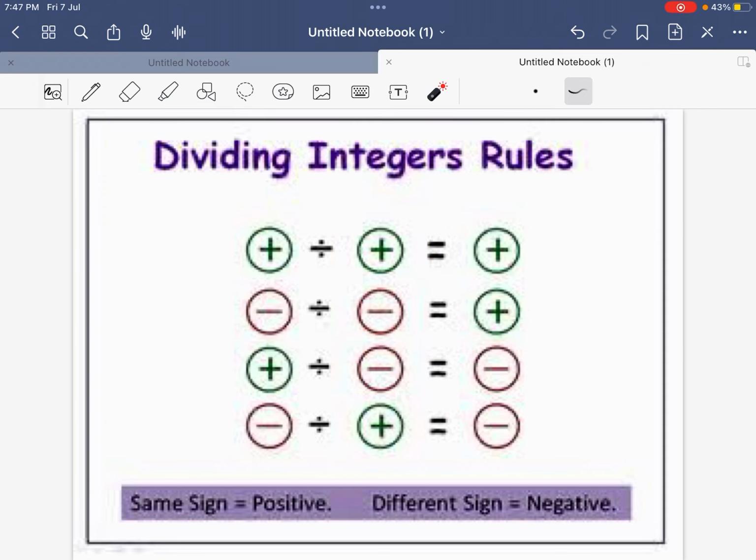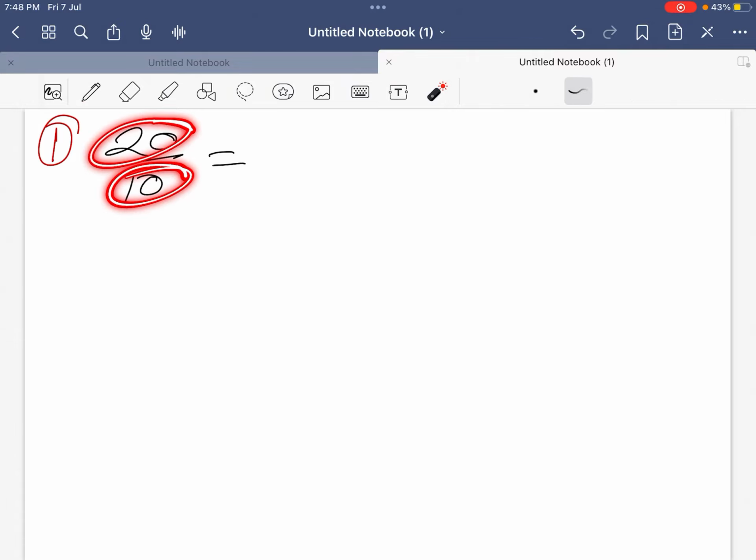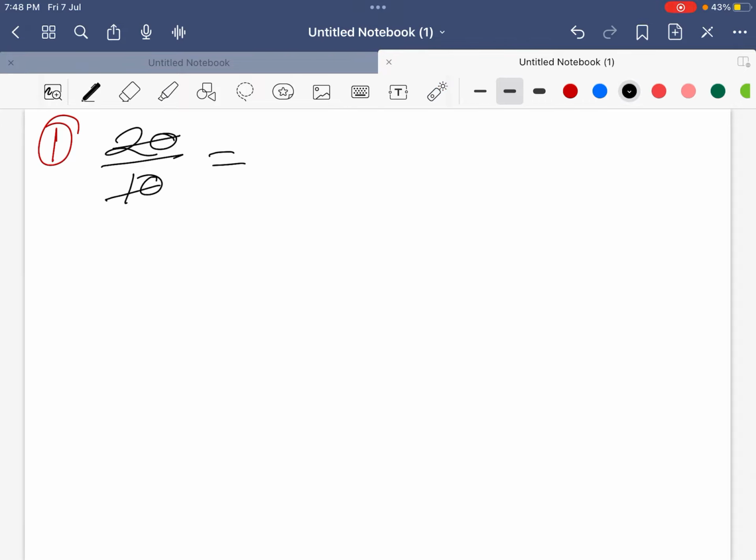Likewise we have to keep in mind. Let's move to the examples. So what are the examples? If the first condition is both the numbers are positive, just take the example 20 upon 10. In this case this is a positive number, this is also a positive number, so we know that your answer is also a positive number. So 10 ones are 10, 10 twos are 20, so your answer is plus 2.